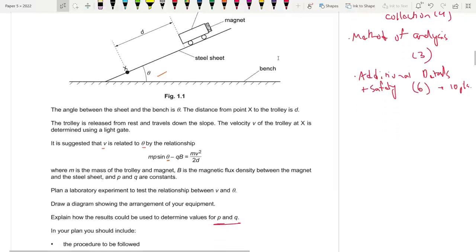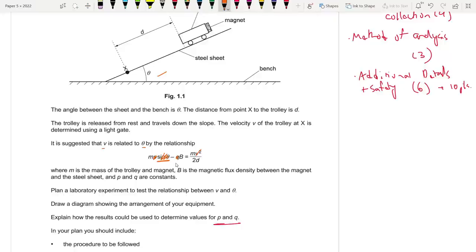So typically it's hidden within the equation. So it's not going to be sine theta or v square, since it's part of the equation. Also, it's not going to be p or q, because we need to explain how we're going to determine them. So it's not going to be p and q.